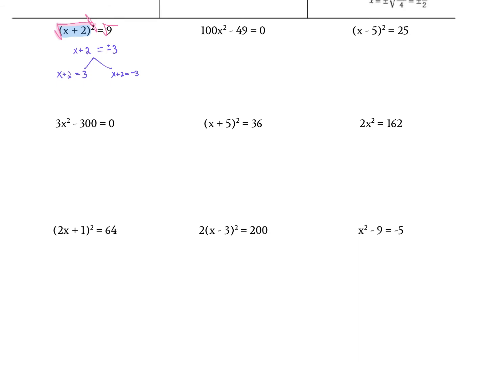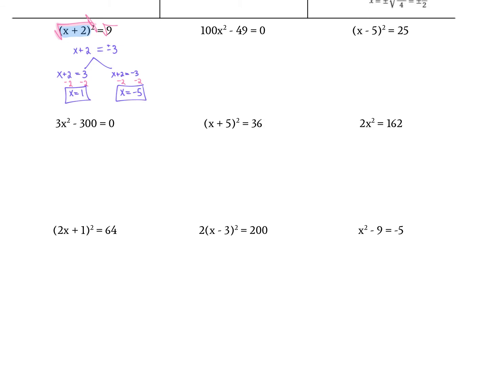Now I just want to solve for x on both of these equations. If I subtract 2 from both sides, I get x equals 1. Subtract 2 from both sides on the other one, I get x equals negative 5. Both of these are my answers, and we can plug them back in to double check.